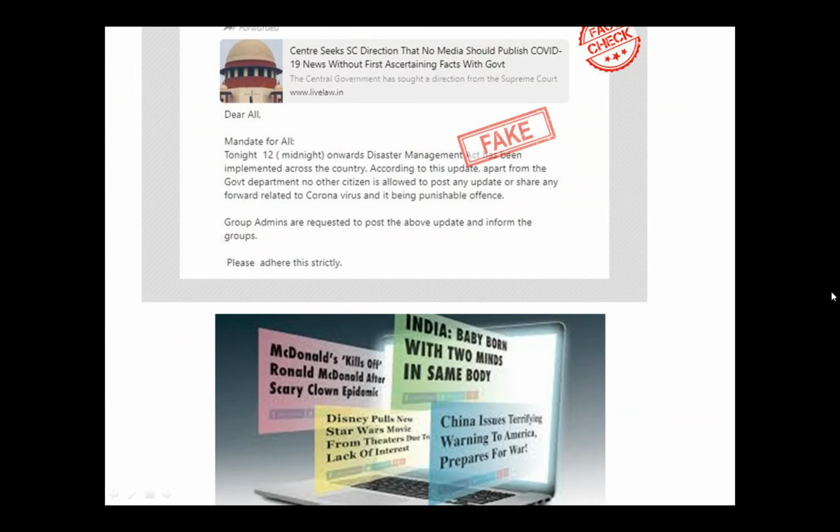Here is another fake news item: the Center seeks a direction that no media should publish COVID-19 news without first ascertaining. This is actually fake news, but it looks like they are using the government emblem and a link is given. If you go to the link, the message may be something else. That's what I said about fact checking. If you want to work on fact checking, just search for fact check. There are some fact-check websites, but sadly they are only available in English; we don't have them for Hindi or Kannada. They analyze the news and check whether it is true or not. This is taken from a fact check.